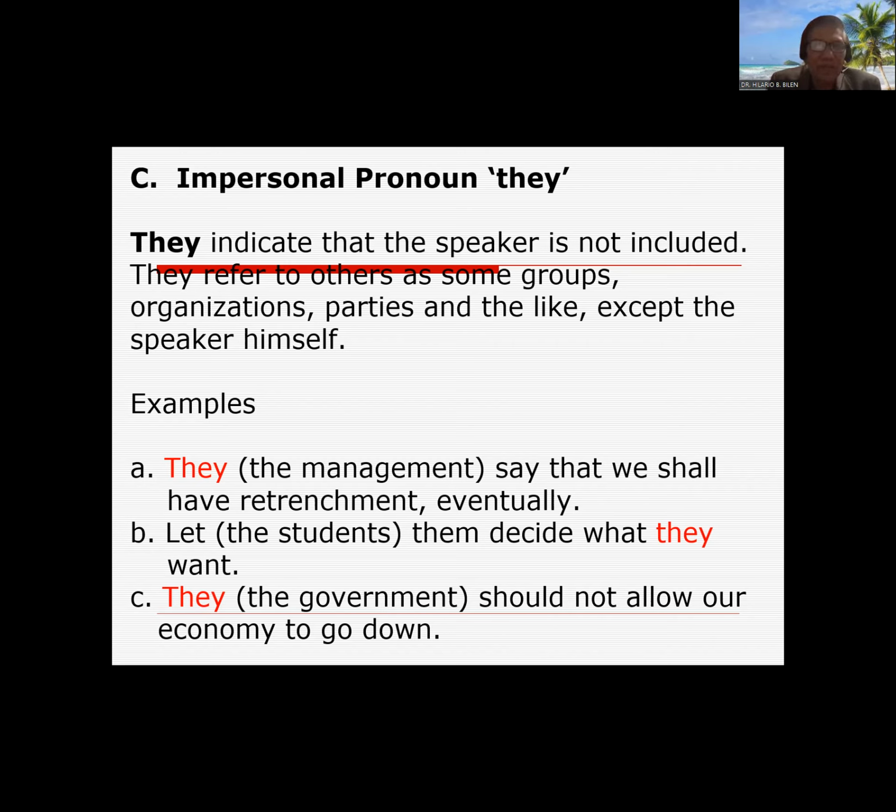Okay? They, so you are not included if you are the speaker. Example, let them decide what they want. Okay? The last example, they should not allow our economy to go down. So if you're the one speaking, you are not included in that impersonal pronoun they.